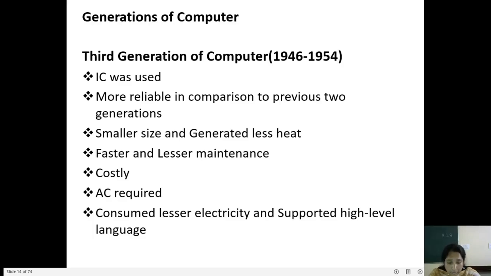At that time the C language was also introduced, and the operating system concept was introduced, and the compiler, interpreter, as well as assembler were also introduced at that time.